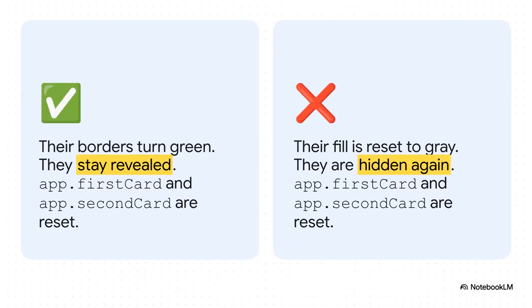Okay, after that 1-second pause, it's decision time. Two things can happen. If the colors match, awesome. We'll change their borders to green to show they're a pair, and they stay flipped over. But if they don't match, we just flip them back to gray. Either way, the most important step happens last. We reset first card and second card back to empty. This gets us ready for the very next turn.